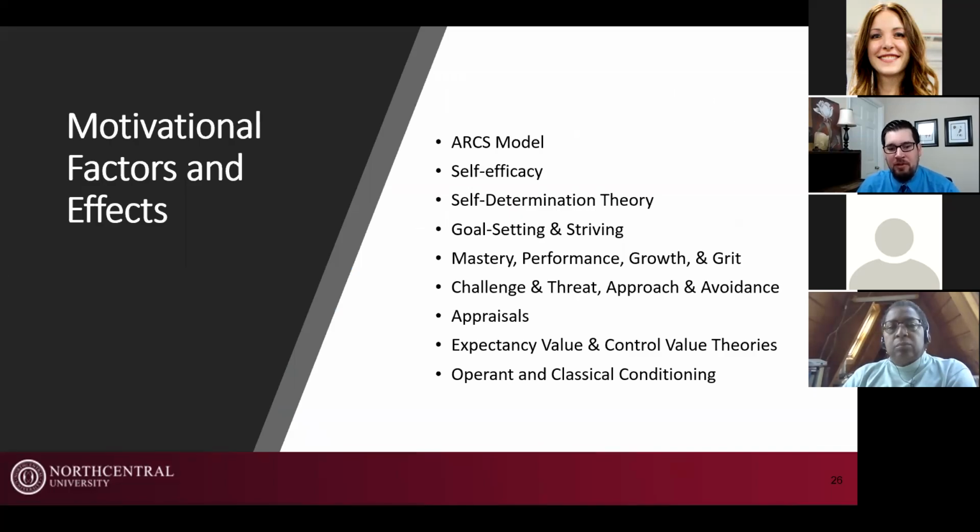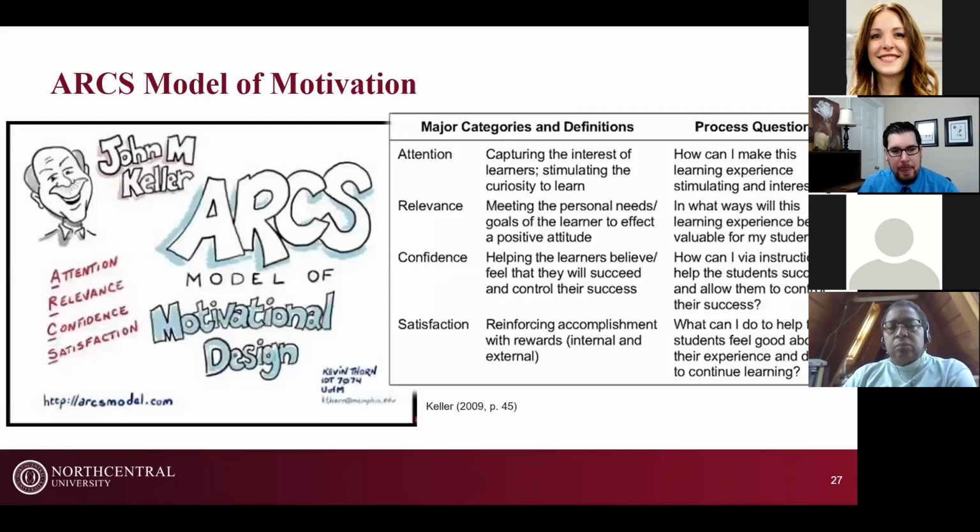Next, I'll discuss motivational factors. Think of motivation as the fuel for effortful learning and performance. Keller was a professor of mine.